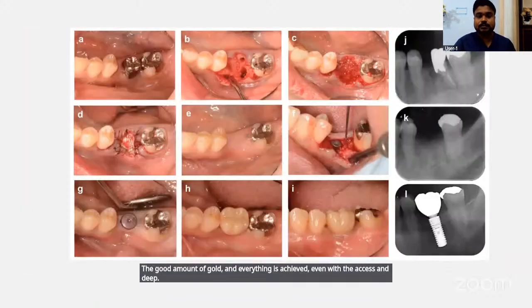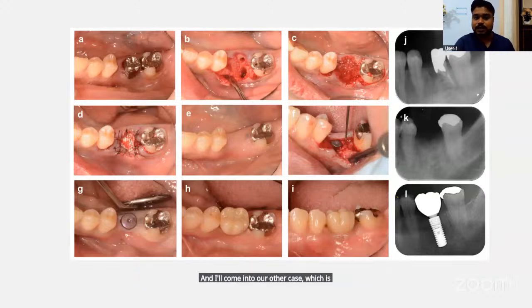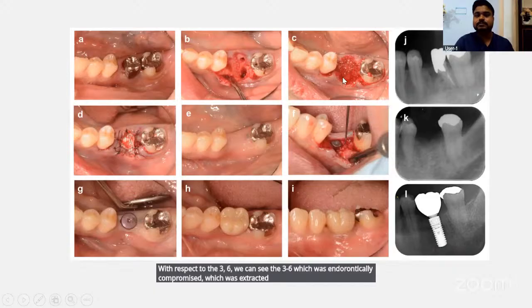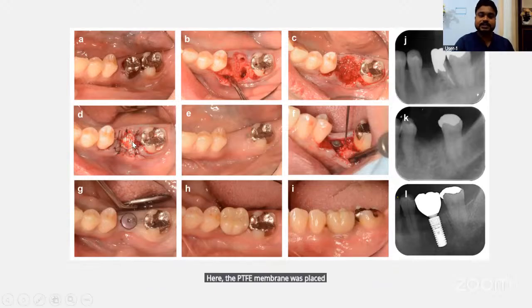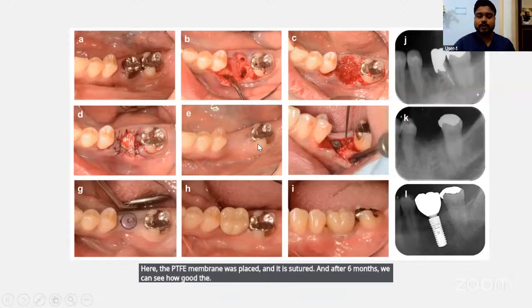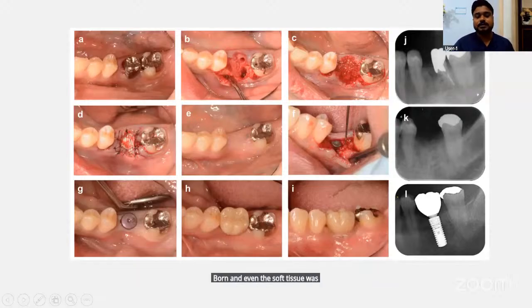Okay. Now coming to the other case, which is the molars, with respect to the 36. The 36, which was endodontically compromised, was extracted, followed by placement of a xenograft. Once the xenograft was placed, a PTFE membrane was placed and sutured. After 6 months, we can see how good the bone and even the soft tissue were preserved, and then implant placement was done in that case.